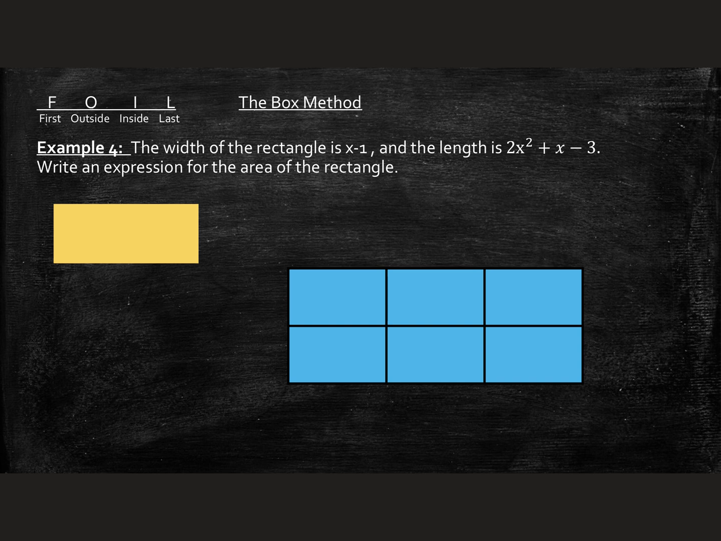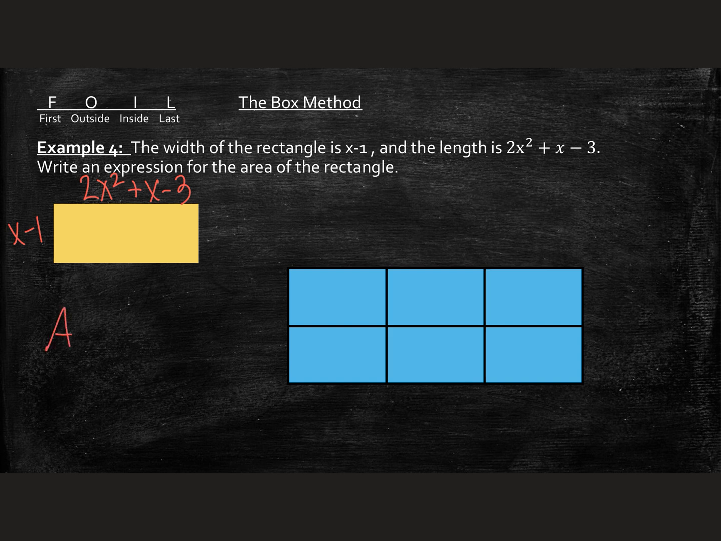All right, for this last example, we've got a word problem. It says the width of the rectangle is x minus 1, and the length is 2x squared plus x minus 3. Write an expression for the area of the rectangle. So if I label my rectangle right here that's in yellow, the width is x minus 1, and the length, oh, sorry, I put that in the wrong position. Let me fix that. Okay, let's try that again. The width is x minus 1, and the length is 2x squared plus x minus 3. All right, and they want us to find the area.